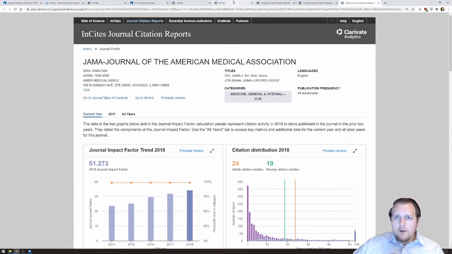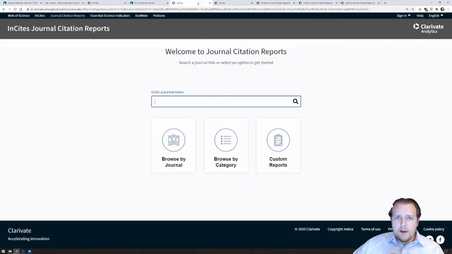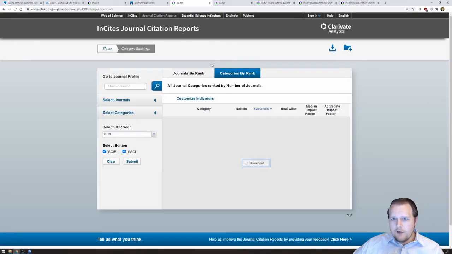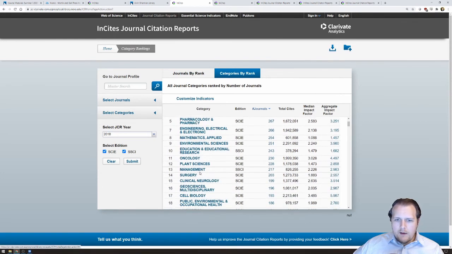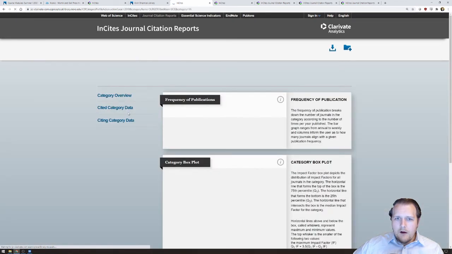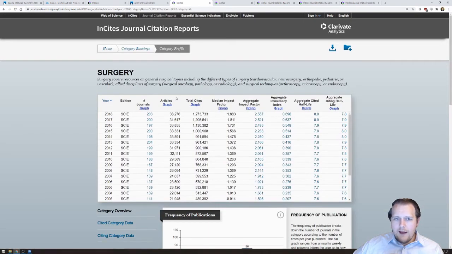One of the other handy things you can do is click on Browse by Category. This is helpful if you're trying to find journals you hadn't heard of or weren't familiar with. You can go through different topics here, right? Let's go with surgery, because a lot of people might be interested in going into surgery one day. By clicking on this, you can find all of the different journals that fit into that category, right?